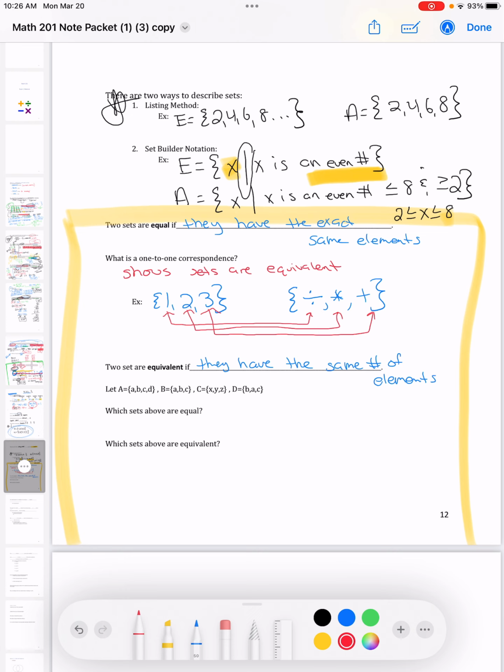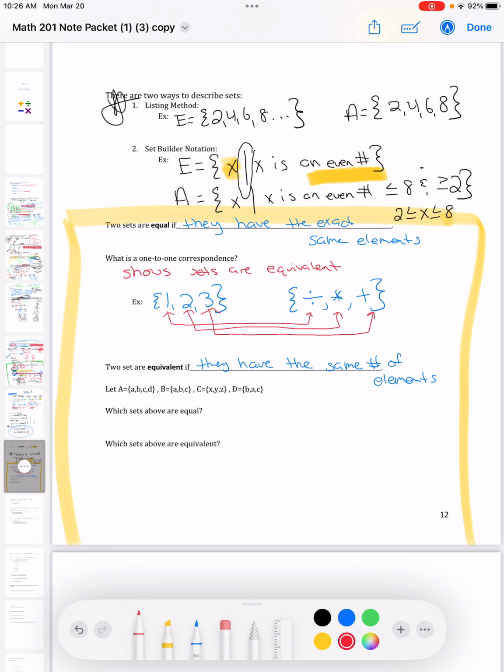So I've got an example for us here down below. I've given us some sets, and we need to figure out which sets are equal and which sets are equivalent. And I want you to actually try this one. I know I haven't worked an example, but I'll go ahead and let you try it. So go ahead and hit pause and give this problem a try.